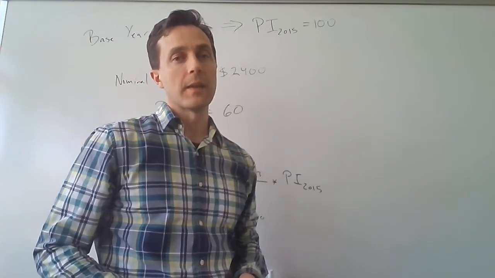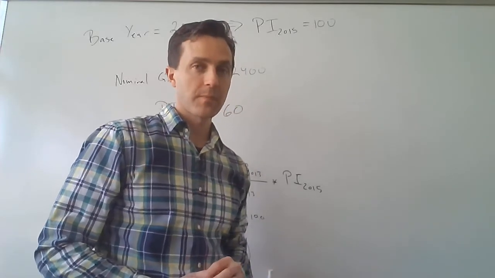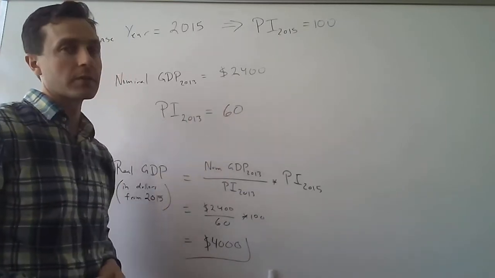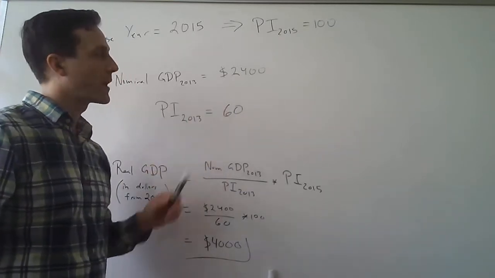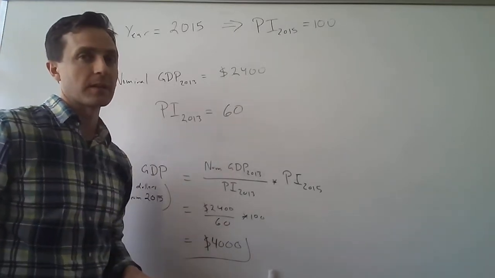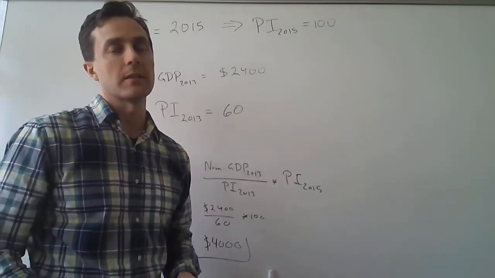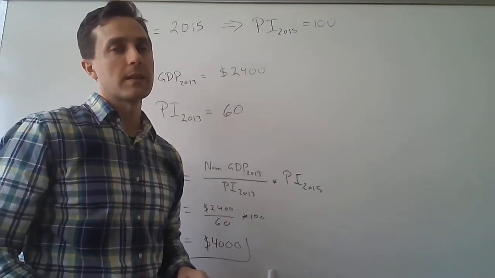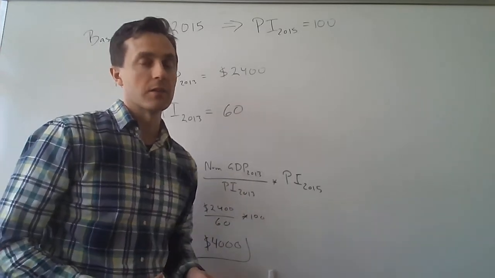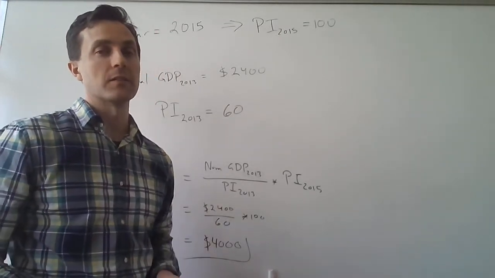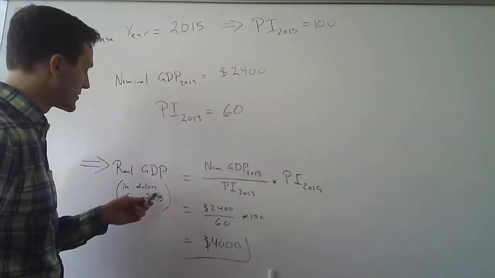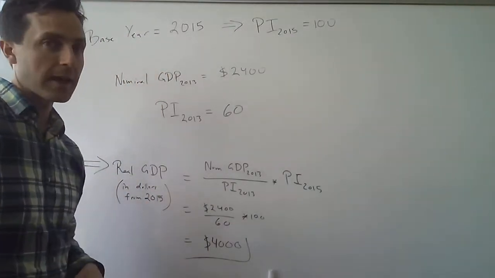Right? And now let's suppose that we have the nominal GDP level for the year 2013, and we know that it's $2,400, and we also know that the value of the price index in 2013 happens to be 60, right? And so what we want to do is find out what is the value of real GDP given all this information in the year 2015, and that's going to be denominated in dollars from 2015, right? So real GDP in dollars from 2015, we can calculate that as such, right?